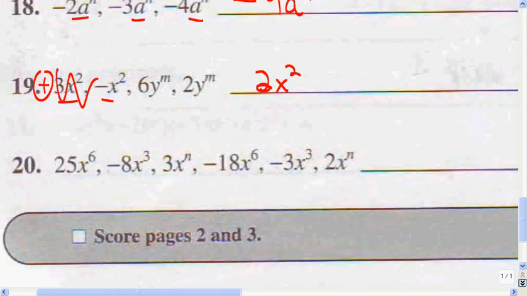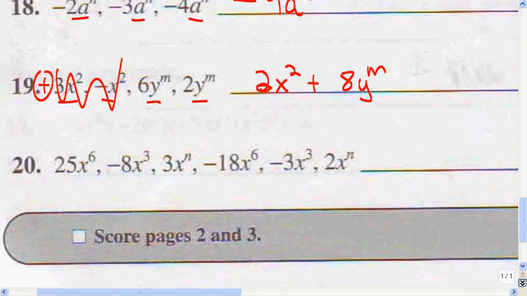Okay. So I'm going to cancel those. And then I've got 6ym and 2ym. They're both positive. So I'm going to add those because the signs are the same. You add. So 6 plus 2 is 8y to the m power. That's your answer. Okay, this one's a little long, but don't get scared.